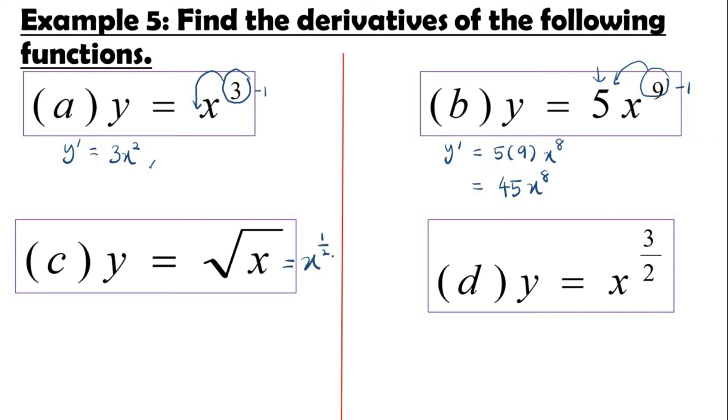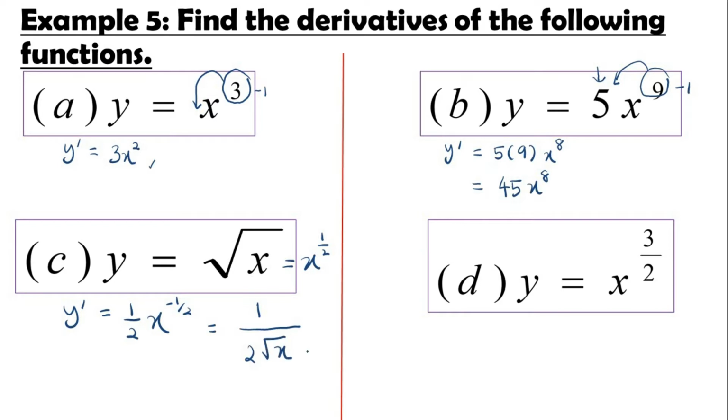Don't be afraid of the fraction power. Just follow the same rule. Here our y prime would be half times x, and then the power minus 1. In this case, we're going to get negative half. And you can simplify your final answer to its simplest form. So our final answer here will be 1 over 2 root x.